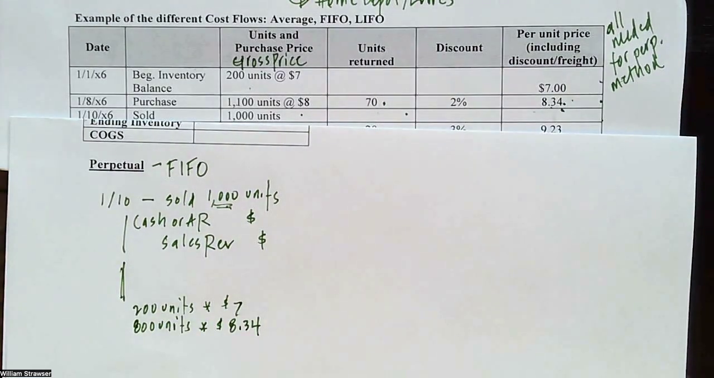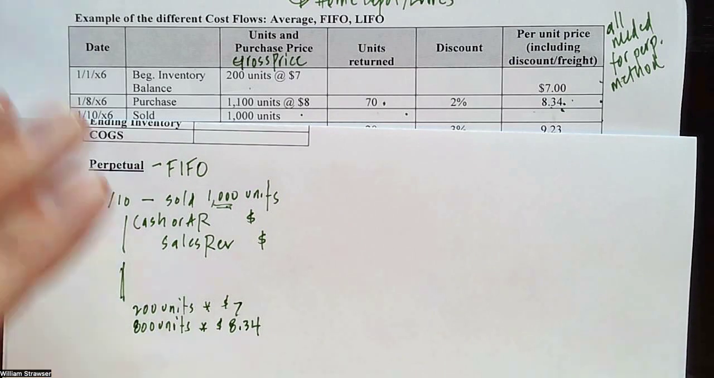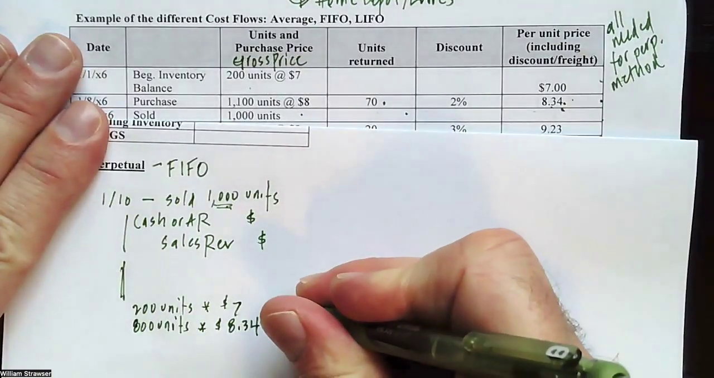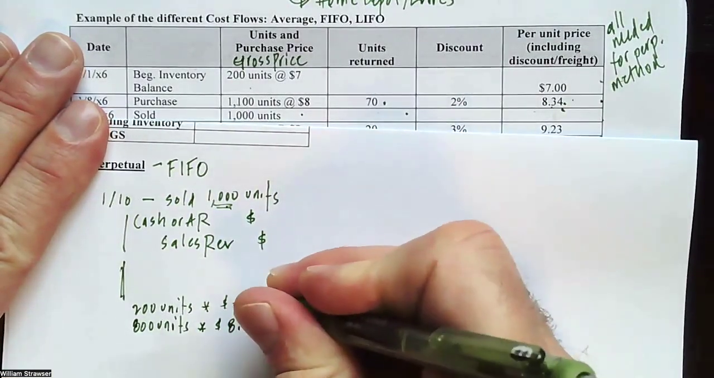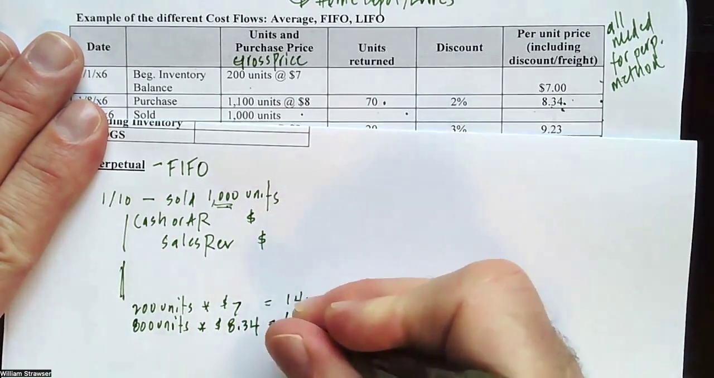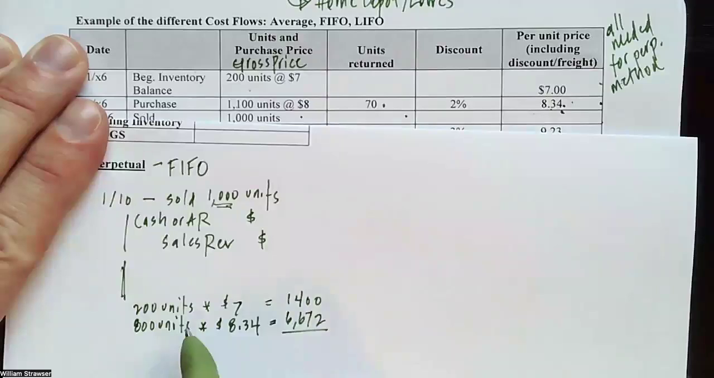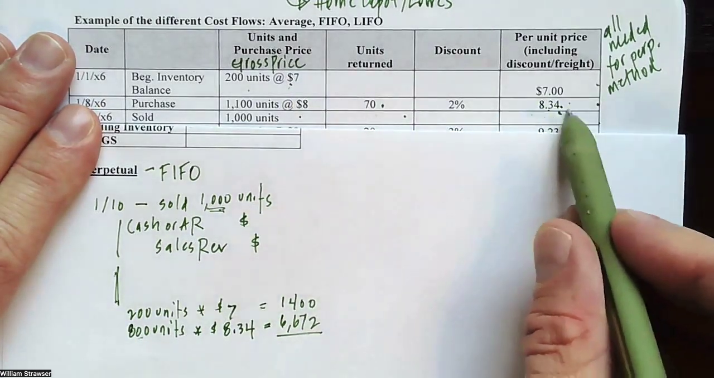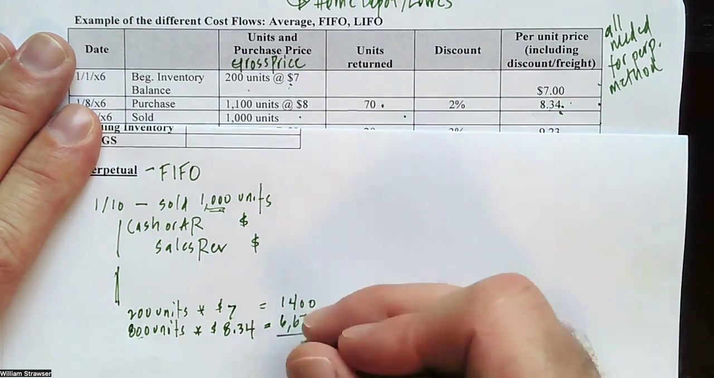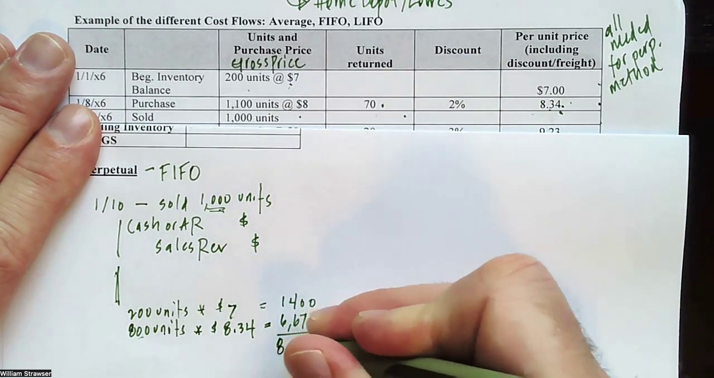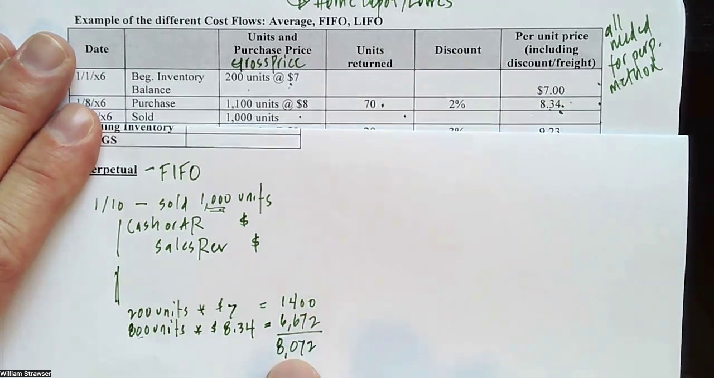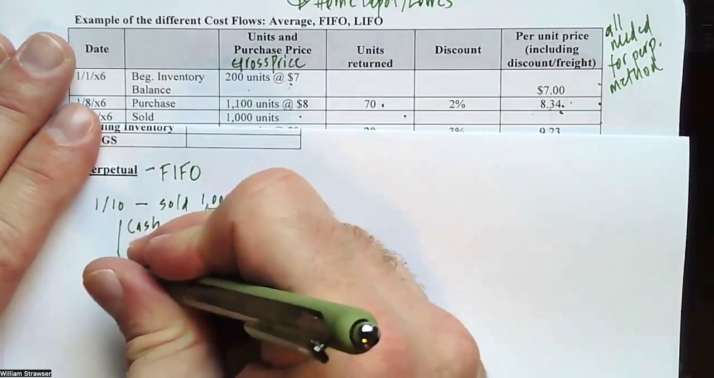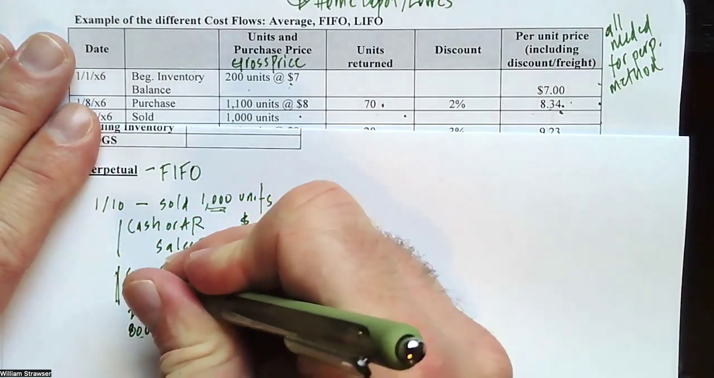So then I just do the math for that, take the two products. More difficult product, had to calculate. This one is $1,400. So the cost of goods sold of the 1,000 units, with 200 of them being assigned a $7 cost from here, and the other 800 being assigned 834 there, comes out to 8,072. But that's just for the January 10th sale. But that's my COGS and my inventory.